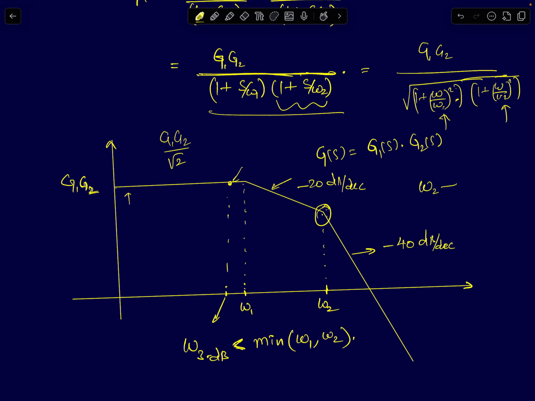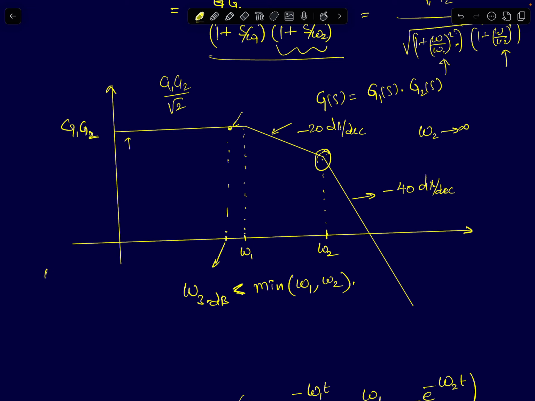You can easily see this. Let's assume omega 2 is infinity. If omega 2 is infinity, then it will look like a single pole system. Then the 3 dB bandwidth will simply be equal to omega 1 itself. Or if omega 1 is infinity, let's assume omega 1 is so high that I can ignore it, then the 3 dB bandwidth of this differential instrumentation amplifier is omega 2. So that's why I wrote this expression. In general, the 3 dB bandwidth of an instrumentation amplifier will be lower than omega 1 and omega 2, the 3 dB bandwidths of the two stages.